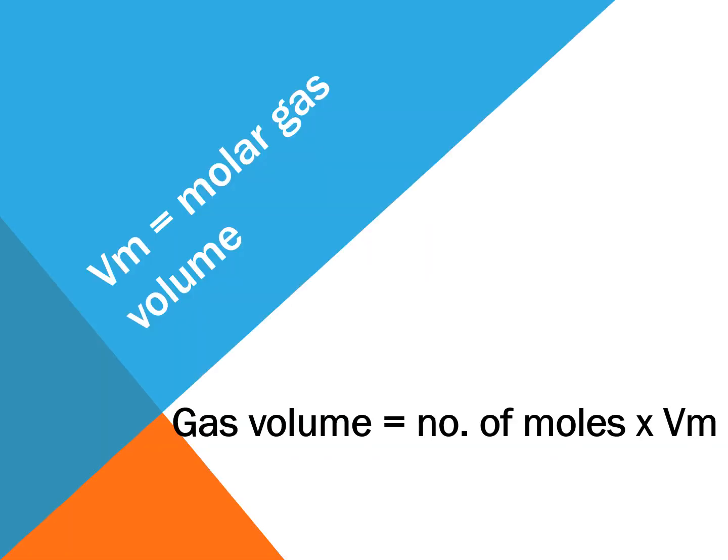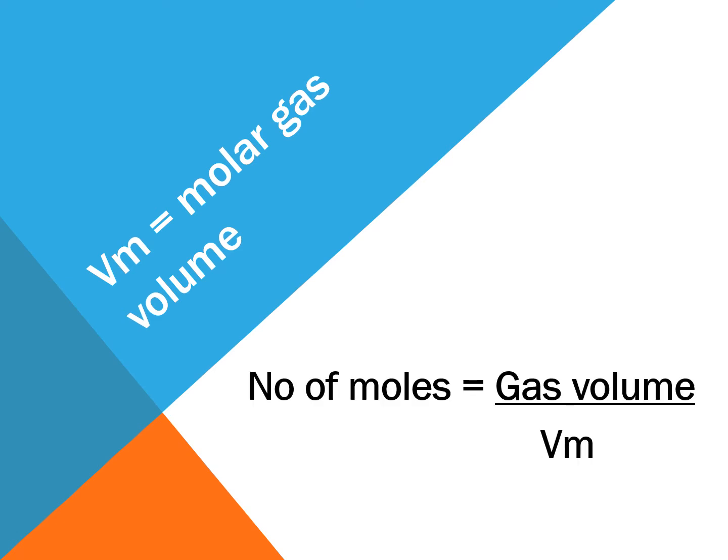Now, just below where you've written that equation, you'll see there's a box and it's already written for you. So if you want to calculate gas volume, then you take the number of moles and multiply that by Vm, the molar gas volume. So if you were asked to calculate the gas volume at room temperature, you would take the number of moles of whatever you're looking at and multiply it by 24 decimeters cubed.